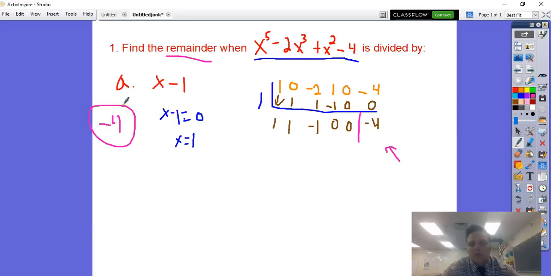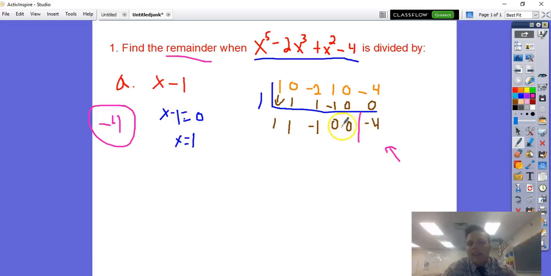That's my answer. Now, that's correct for this problem. You can just put negative 4. I have no problem with that. But I do want to tell you what all these numbers mean, okay? What these numbers mean is basically this polynomial divided by x minus 1, what would be left over?